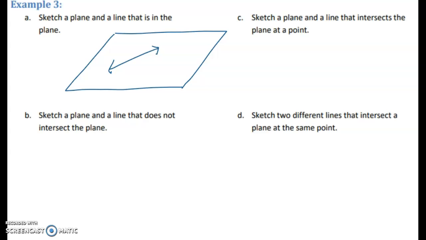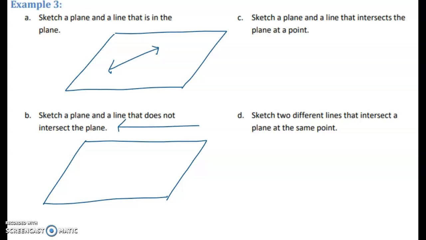Let's do B down here. Sketch a plane. So here's my plane. And a line that does not intersect the plane. Well, that would have to be parallel, hovering above or below it. So I could just put it above it right here or below it down here.